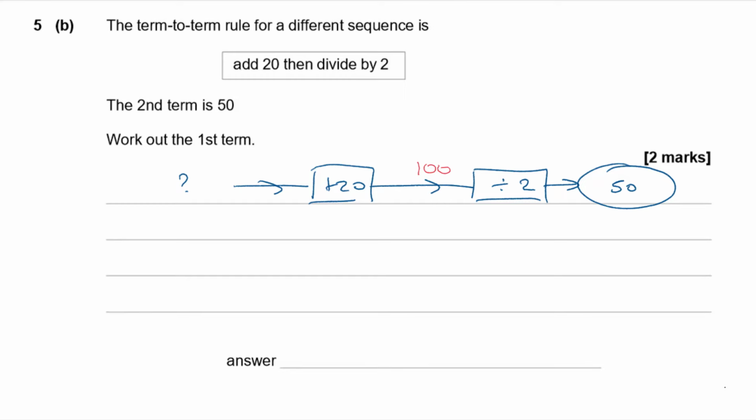And then something plus 20 was 100. That must have been 80 then, mustn't it? Because 80 plus 20 is 100. So that's it, isn't it? So if I put 80 into this function machine, I add 20, I get 100, divided by 2, I get 50. So that means that the first term must be 80.